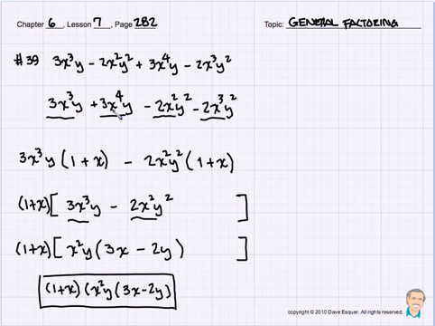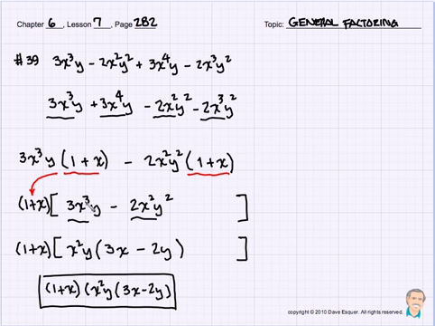Let's reorder these. 3x cubed y plus 3x to the fourth y. Let's put the 2's together. 2x squared y squared minus 2x cubed y squared. From the first two terms, because this is one of those four-term problems, we could do it by grouping. We could factor out a 3x cubed y, which leaves us with a 1 plus x. We could factor out a 2x squared y squared, which also leaves us with a 1 plus x. So we can factor out that 1 plus x.